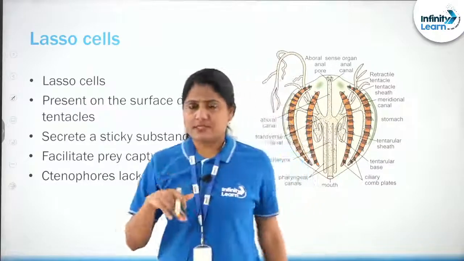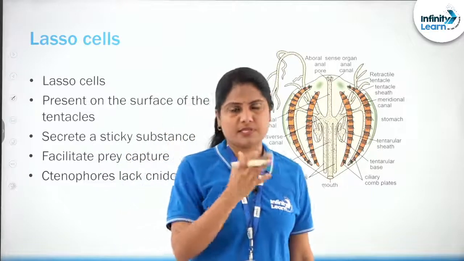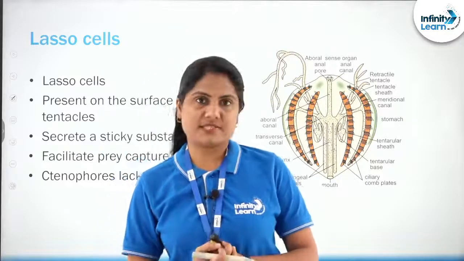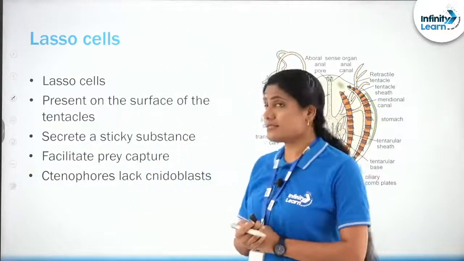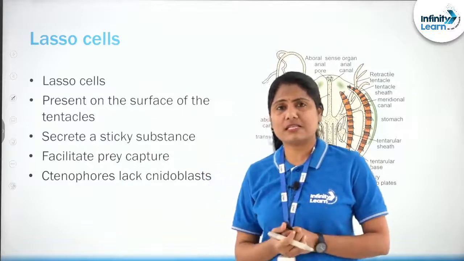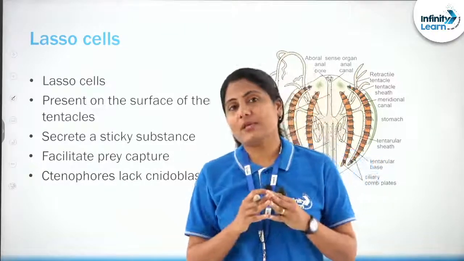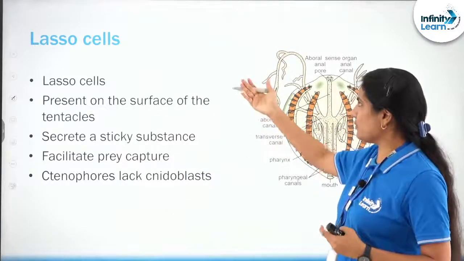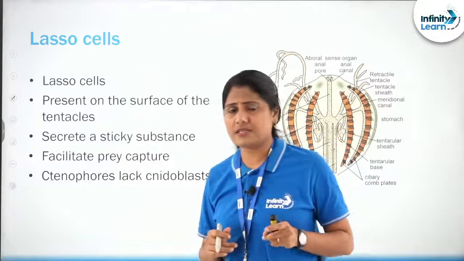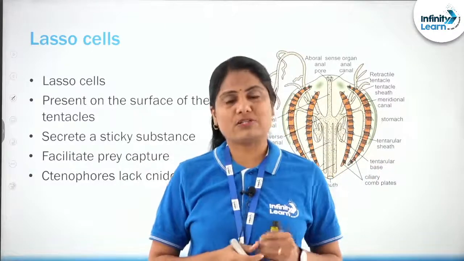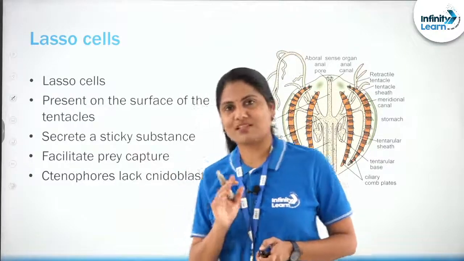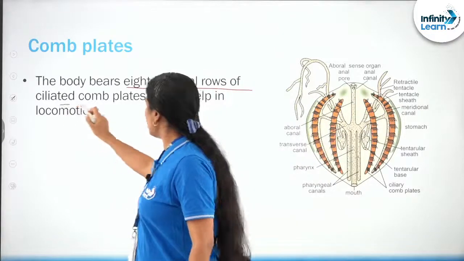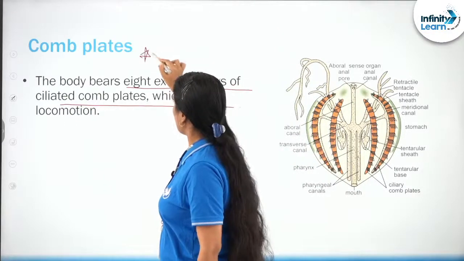So, cnidoblasts, what we studied just now, which are present in the Cnidaria, are not present in these. Instead, they have what are called Lasso cells. These are little glue-like cells, right, which are present usually on the tentacles, and they help with the capture of the prey, anchorage. So, that is something that is helping them, the Lasso cells, not given in the NCERT text. So, may not be a possible question, but cnidoblasts, cnidocytes is something that is very important. The body bears 8 external rows of ciliated comb plates which help in locomotion.